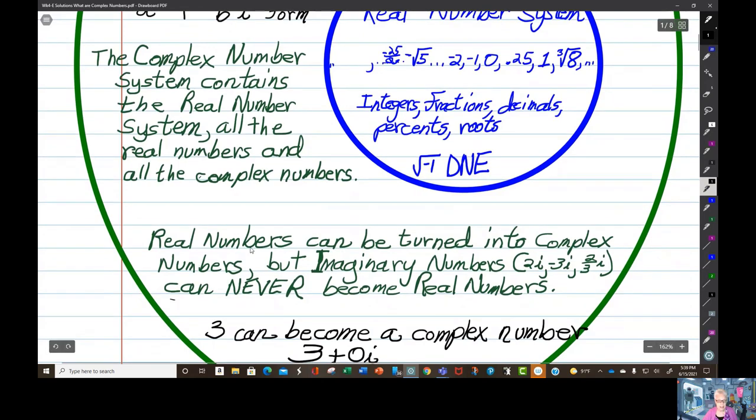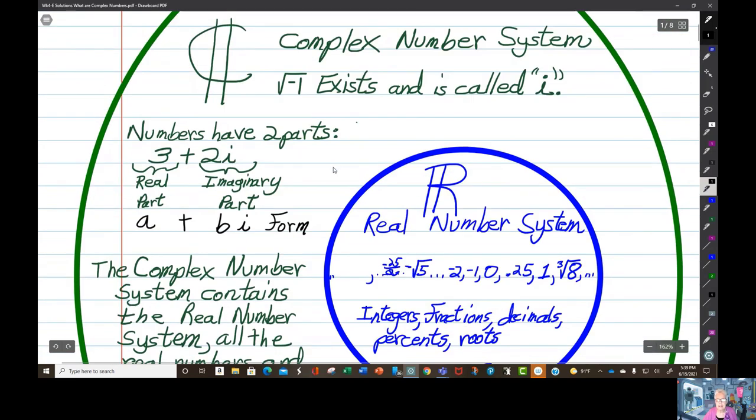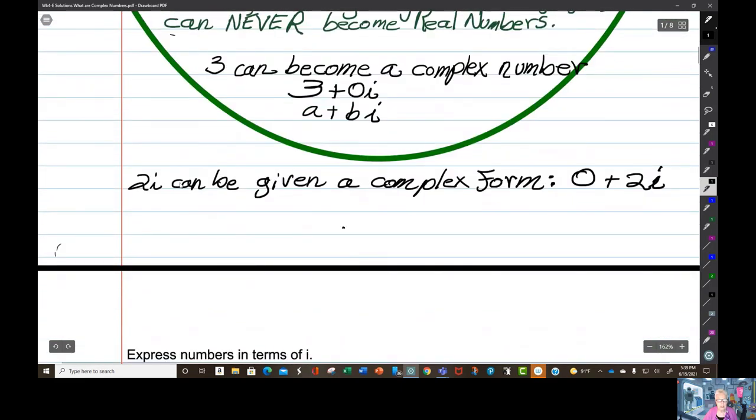Real numbers can be turned into complex numbers. But imaginary numbers, like 2i, can never be turned into a real number. 2i can be given a complex form just by putting 0 plus in front of it, because 0 is a real number. And 3 can become a complex number, 3 plus 0i. So real numbers can be complex numbers, and imaginary numbers can be complex numbers, but imaginary numbers can never be real numbers.